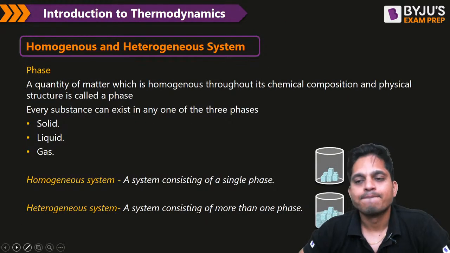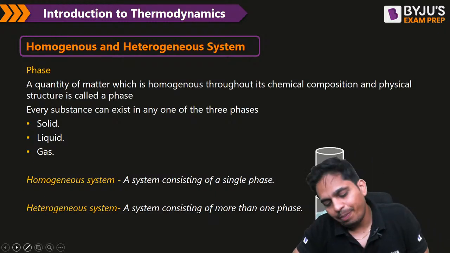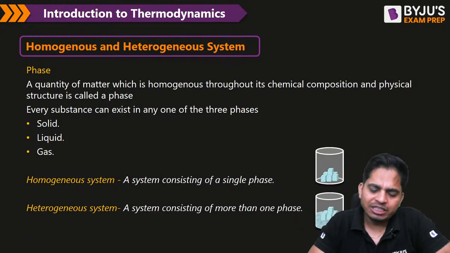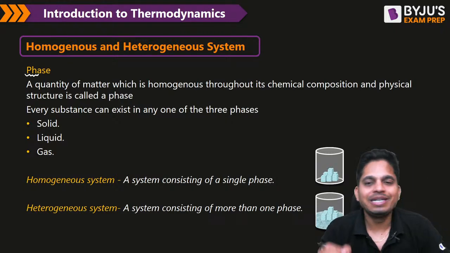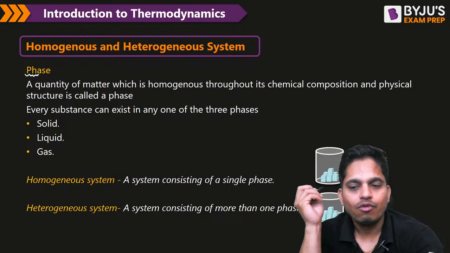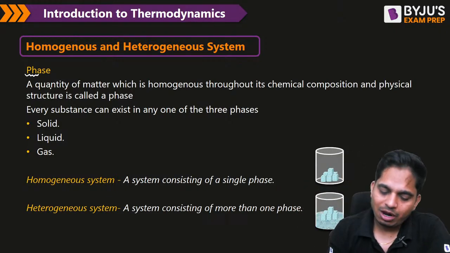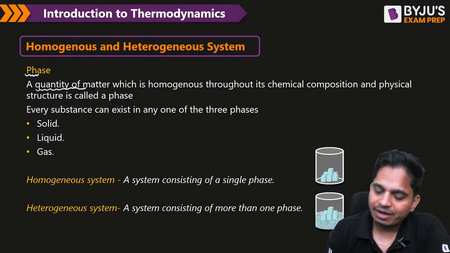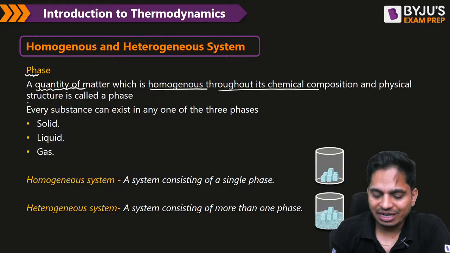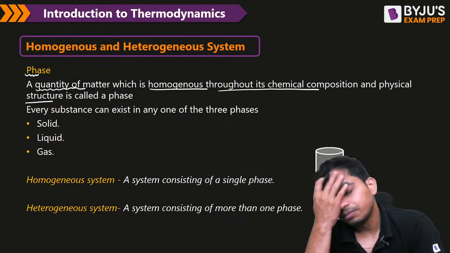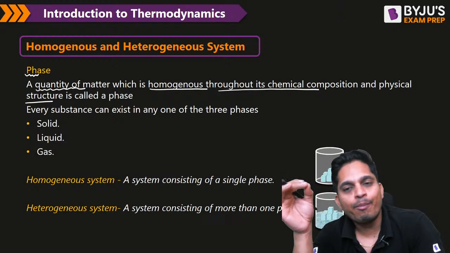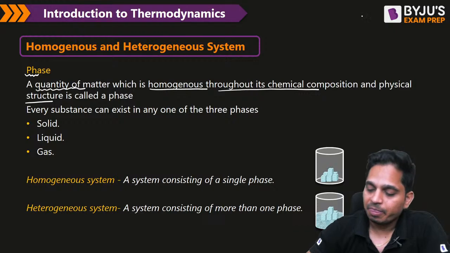Chalo. Now, next is based upon the state of system. What do you mean by state? State means phase. Sir, what is phase? So phase is a quantity of matter which is homogeneous throughout its chemical composition and physical structure. Now, what does it mean?